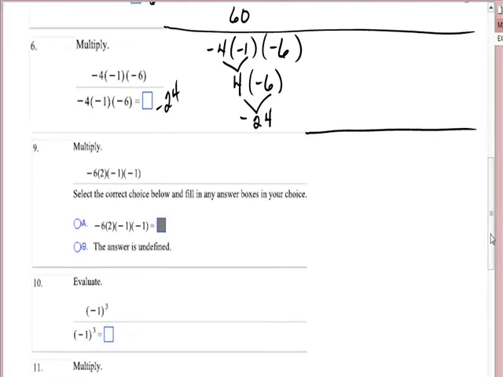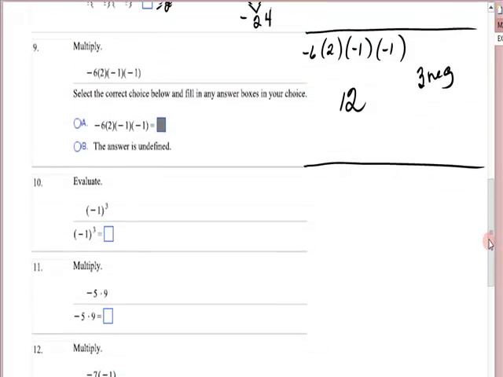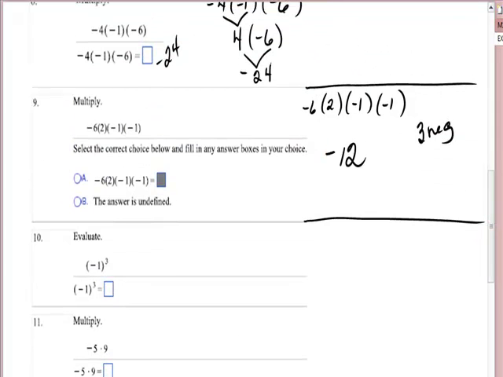Okay, let's look at number 9. I have negative 6 times 2 times negative 1 times negative 1. I can go the long way, or I can first just multiply, ignoring the signs for a moment. 6 times 2 is 12, times 1 is 12, times 1 is 12. I ignored the signs and I got that the product is 12. Now let's talk about the signs. There's 1, 2, 3 negatives. 3 negative factors is an odd number of negatives. That means that my answer's going to be negative 12.